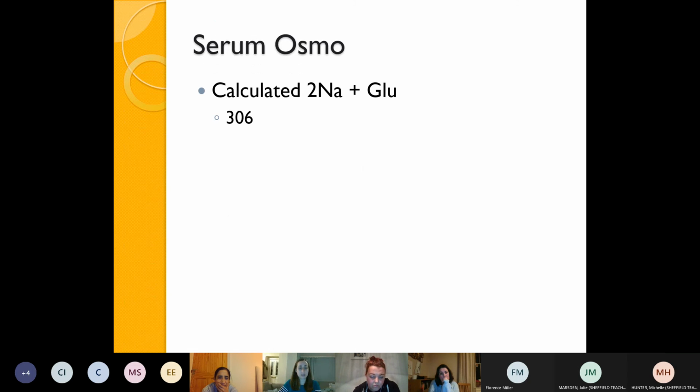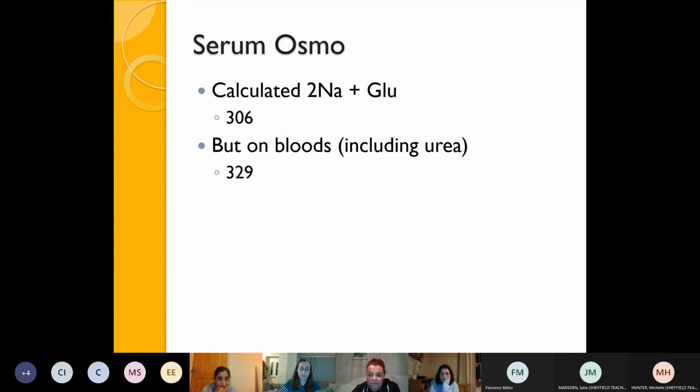When you work out the serum osmolarity, so calculated serum osmolarity, 2 sodium plus glucose is 306. But on the bloods, where it includes the urea, it comes back at 329. So technically, she's hyperosmolar, isn't she? She's hyperglycemic. But would you say that this lady has HHS?